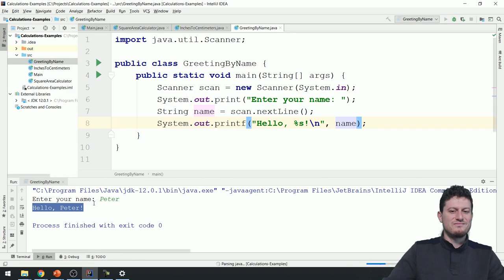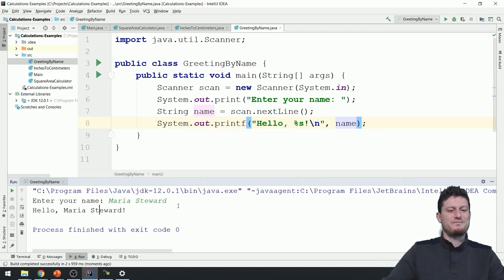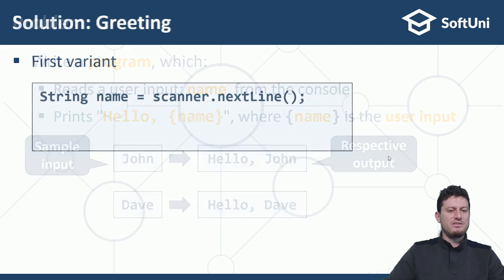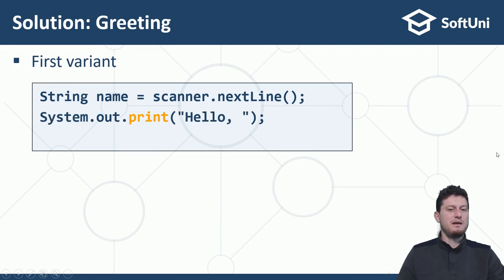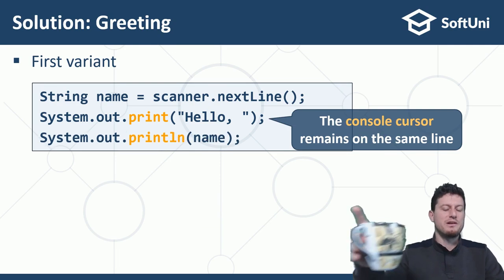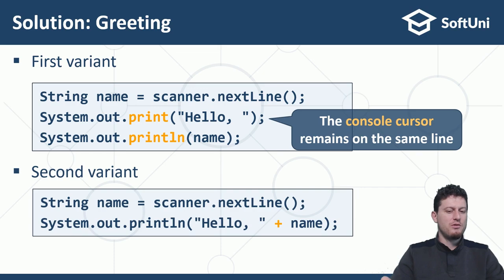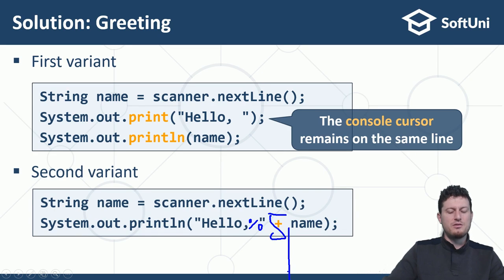Let me check. Enter your name. My name is, for example, Maria Stewart. Hello, Maria Stewart. This is how it works. And this is another solution. We read the name with console nextLine. We print hello. The cursor stays on the same line. We print the name. And this works in a similar way to our examples. The second variant is to use hello plus name. And the third is with %s here and comma name. Okay.